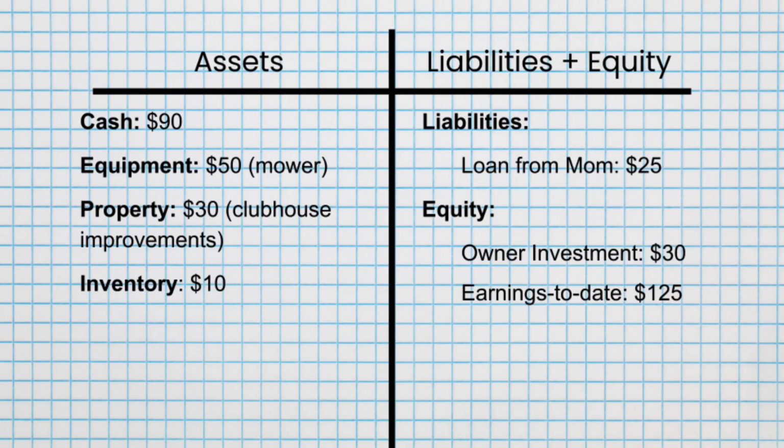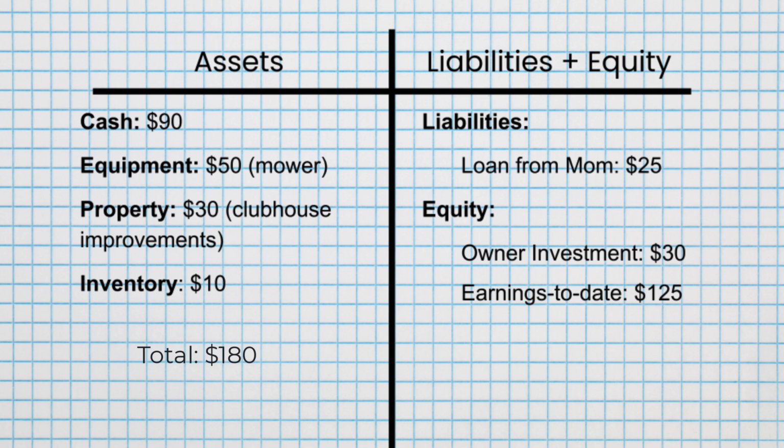And let's assume that every renter pays in cash. No IOUs yet. Let's update our scorecard. Our beginning cash is $0. If we add the rental cash, it's now up $90. None of the inventory has been sold yet, at least at this part of the story. So snacks are still on the shelf as an asset. So our assets at the moment include $90 in cash, $50 for a mower, $30 in clubhouse improvements, $10 in snack inventory for a total of $180 worth of assets.